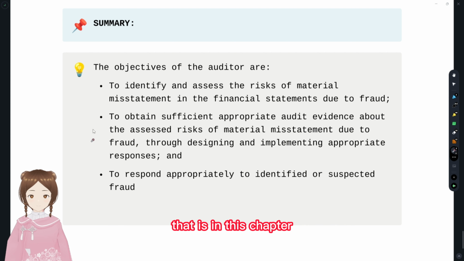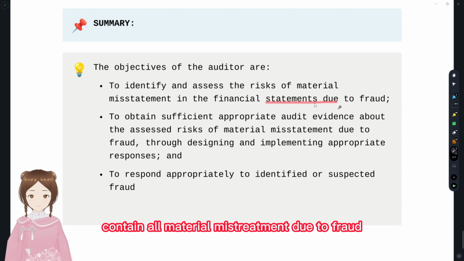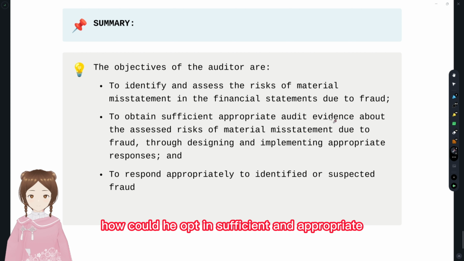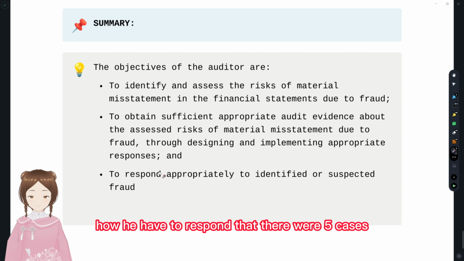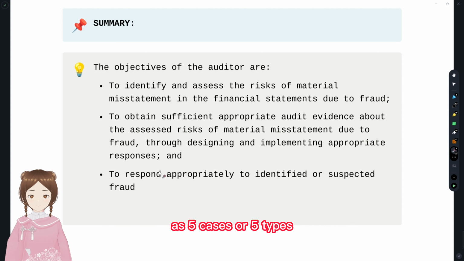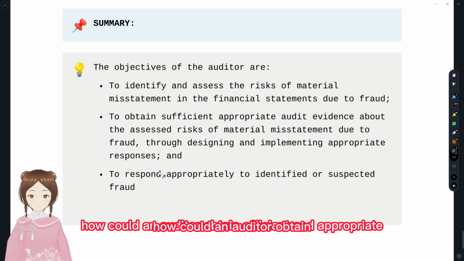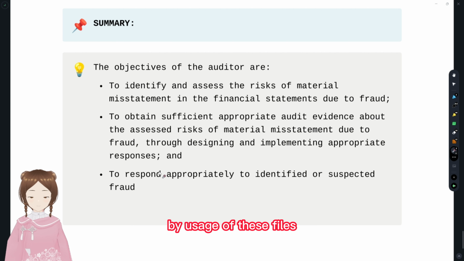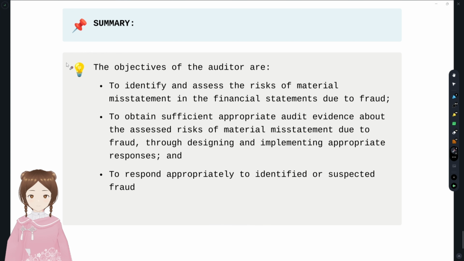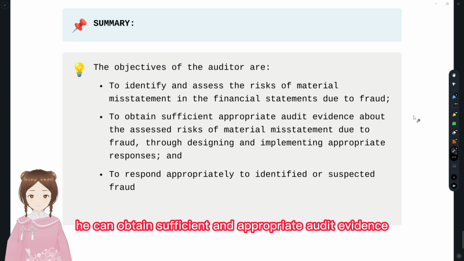In this step two, he has already assessed that there is a risk that the financial statements contain a material misstatement due to fraud. So, how could he obtain sufficient and appropriate audit evidence? Through designing and implementing an appropriate response. How does he have to respond? There are five types. An auditor can obtain sufficient and appropriate audit evidence through inspection, inquiry, observation, reperformance, and recomputation. By using any of these, not all five, he can obtain sufficient and appropriate audit evidence.